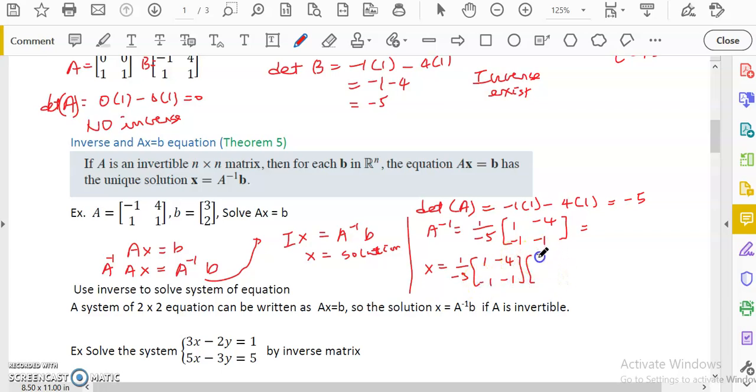B was 3, 2. So use matrix multiplication, horizontal row times column. 3 minus 8, so it's -5. -3 minus 2, so it's also -5. So that is equal to 1. Multiply the scalar in, it is 1, 1. So the answer is 1, 1.